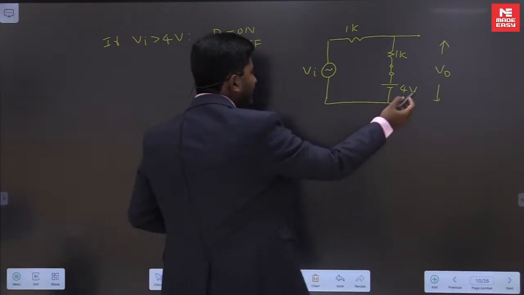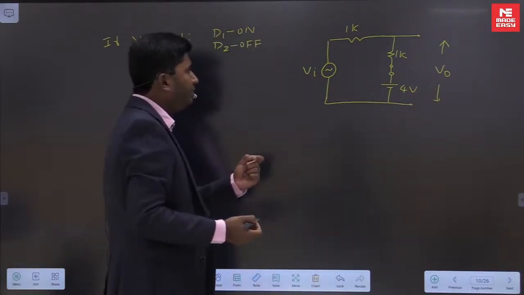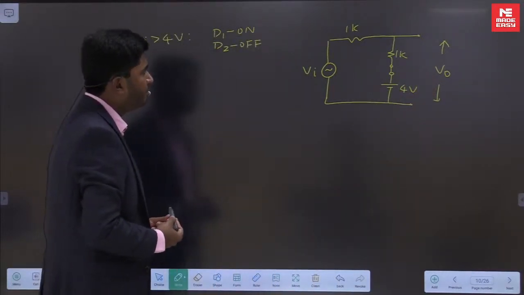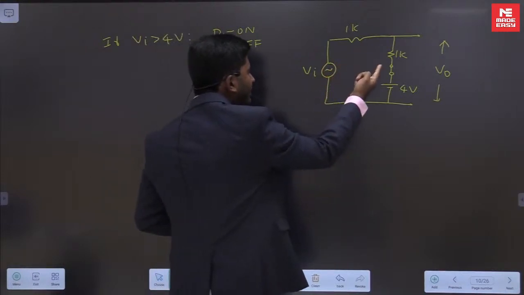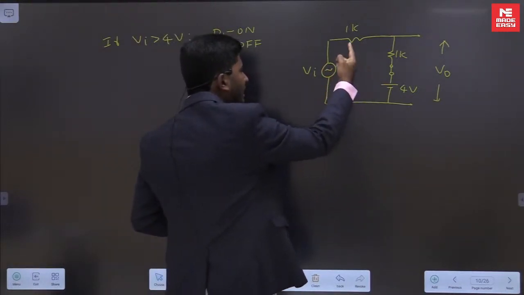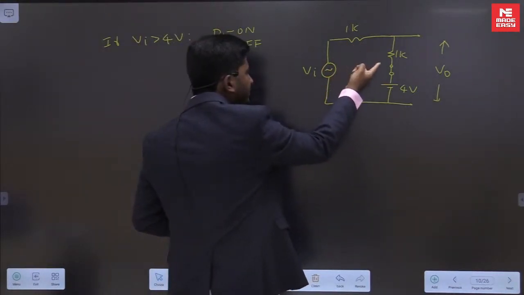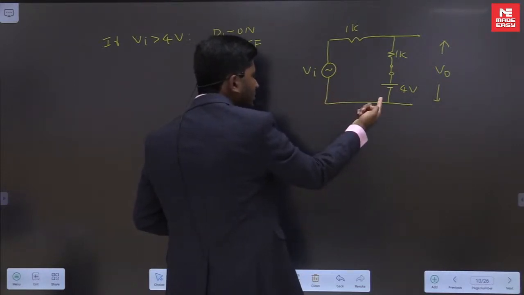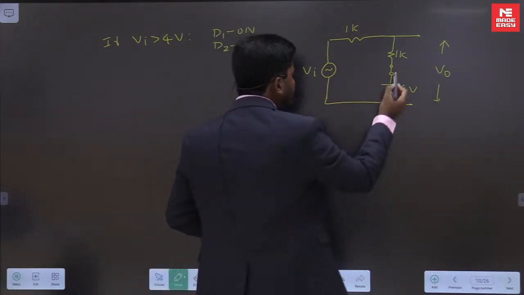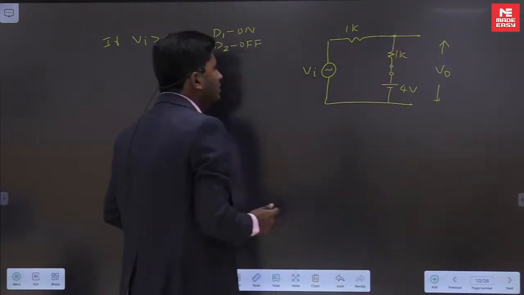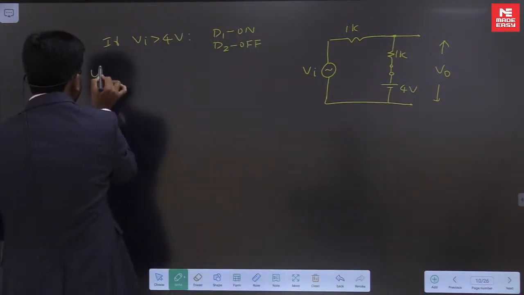Now we can calculate V0 with the help of the superposition formula. You have 1K and 1K in series, so it is like R1, R2 in series. This is your V1 and V2, and you know how to calculate voltage at this node. We can apply the superposition formula.